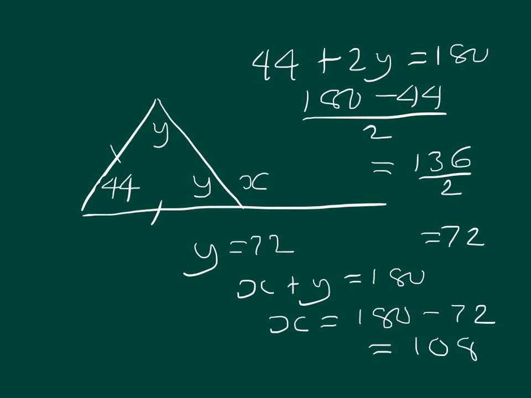This entire question depended on you understanding that the angle here and here are the same. If you make the mistake of thinking that it's 44 here, you will not get the answer correct. Okay, that's a little bit of help there on isosceles triangles fitting into angle fact problems.